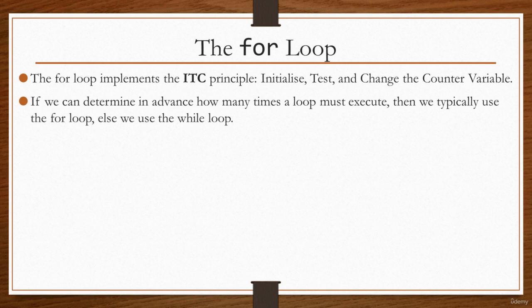Now when do we use the while loop and when do we use the for loop? Well, if we can determine in advance how many times a loop must execute, so in other words when we'll use a counter variable, then we typically use the for loop. Otherwise we'll use the while loop. So as I mentioned, when you do input validation, you'll typically use the do while loop.